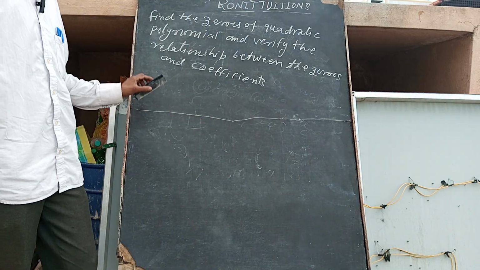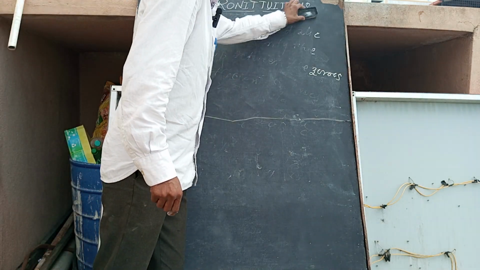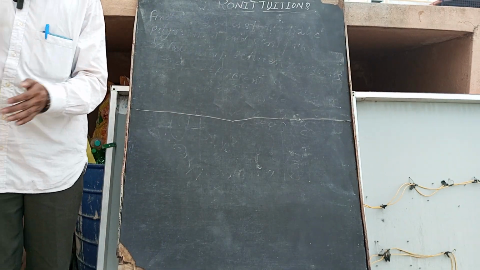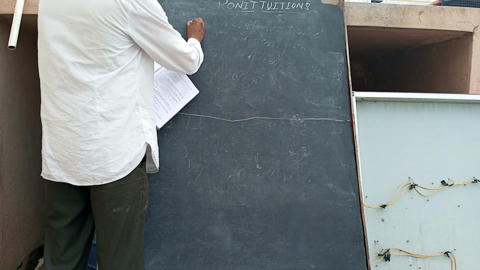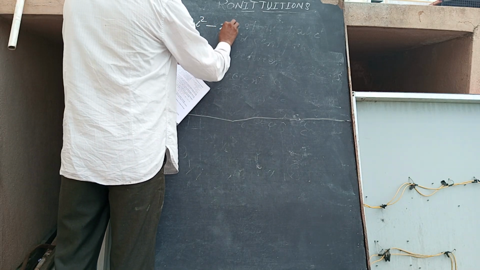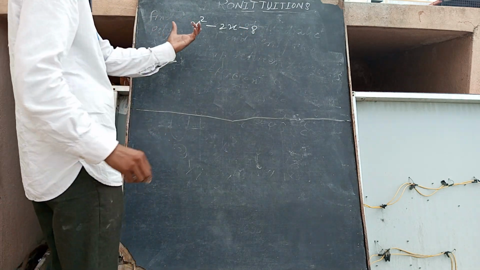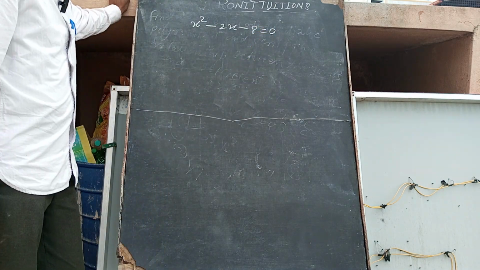So let's take one question from the exercise only. Now first we are going to find the zeros. The first question given in the book, from the NCERT textbook: x square minus 2x minus 8. It is a quadratic polynomial. Suppose we take it equal to 0, it becomes the quadratic equation.